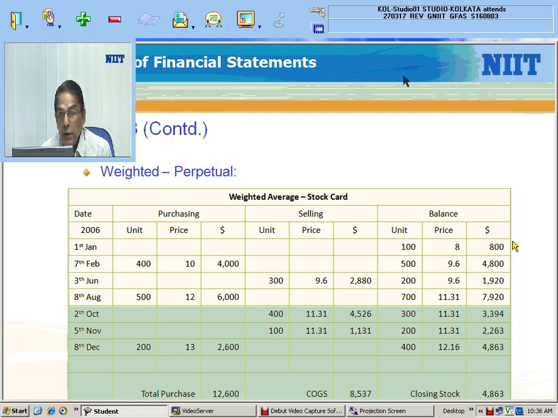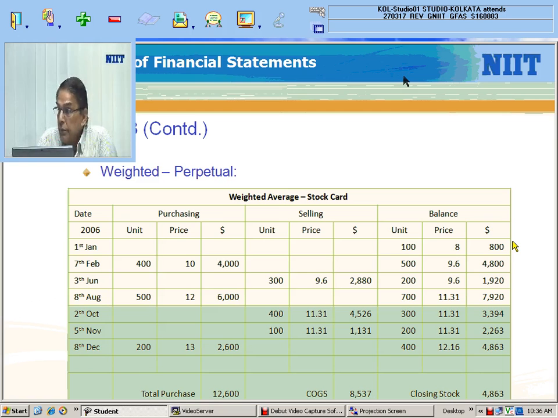On 3rd of June, 300 units at the average cost of 9.6 have been sold. So 2,880 is the cost of those 300 units sold. The remaining units are 200. Average cost is 9.6, so 1,920 is the value of the inventory on 3rd of June.